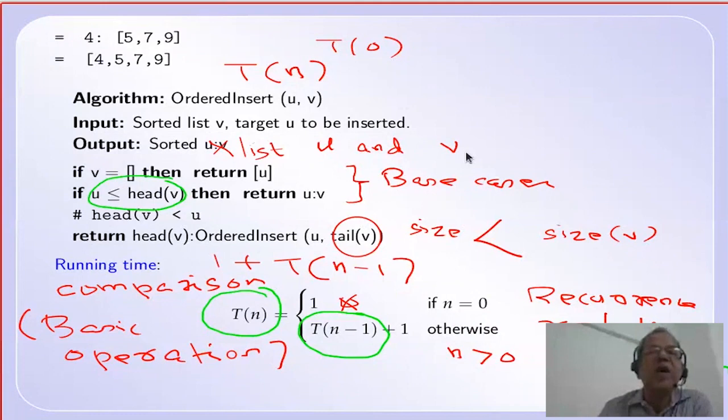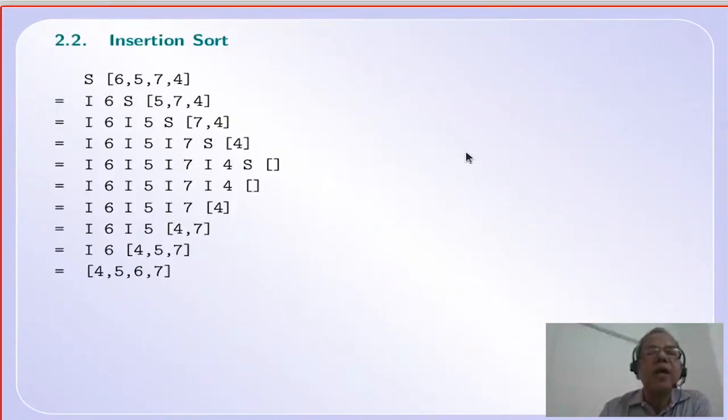Now that we have a nice ordered insert algorithm, let us use it for doing something useful. I call that insertion sort. Insertion sort is given a list V. S for sort. Sort 6, 5, 7, 4. I will divide the list into the head and tail. Head is 6, tail is 5, 7, 4. So I will say sort 5, 7, 4.